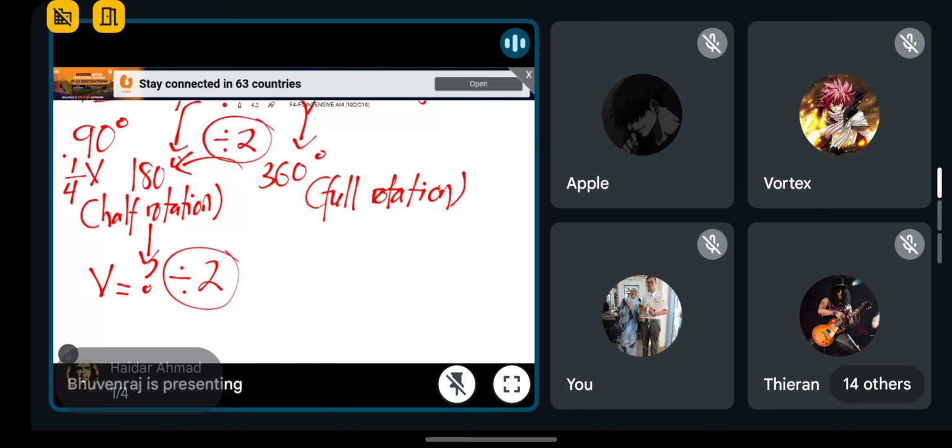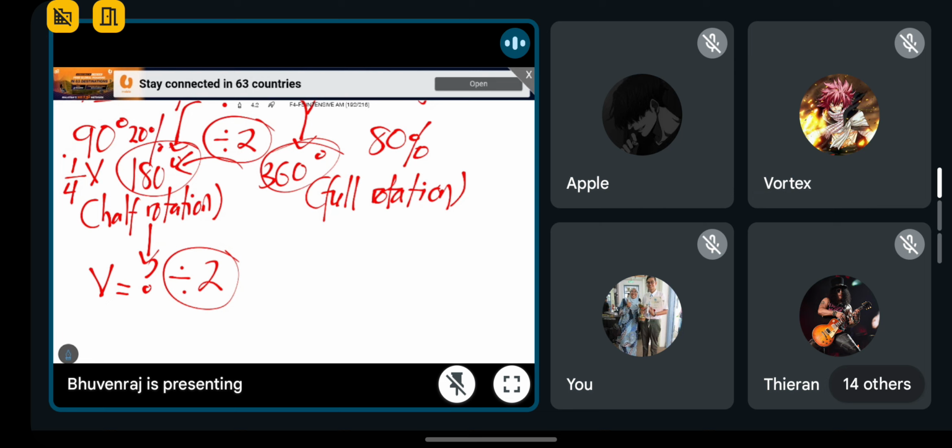Okay, but usually the question doesn't ask about 90 degrees. Soalan takkan tanya pun 90 darjah. The two common angles are 180 and 360. Okay, you will see that usually 80% is 360, one whole rotation. 20% of the time they like to ask about 180 degrees. 180 darjah. For a full rotation, you directly take the volume.